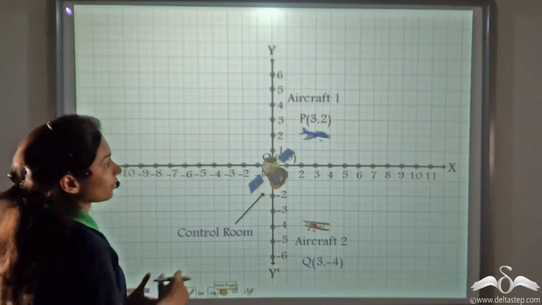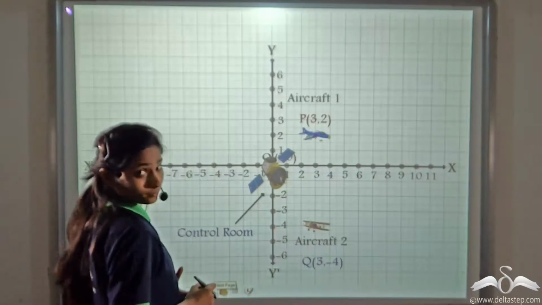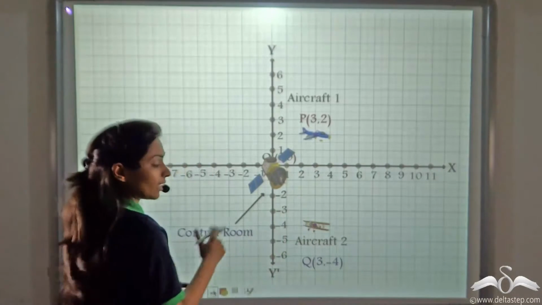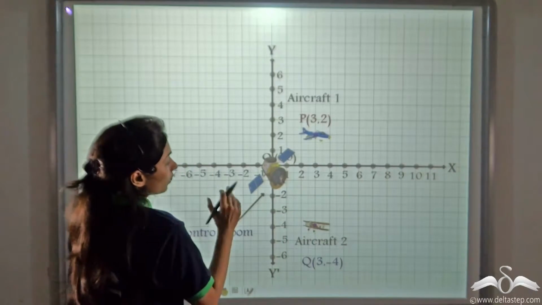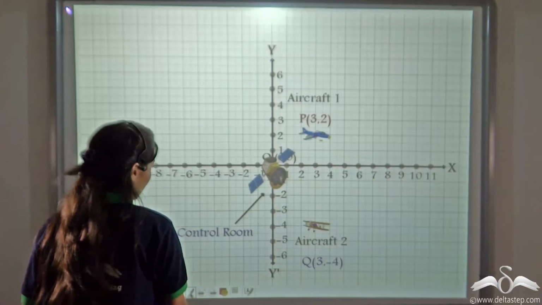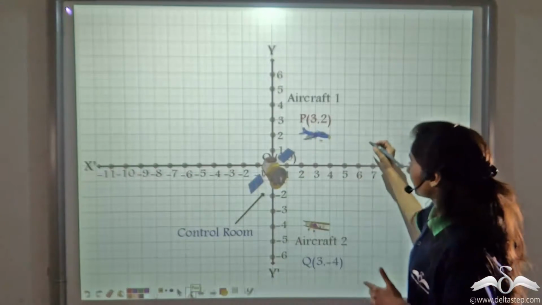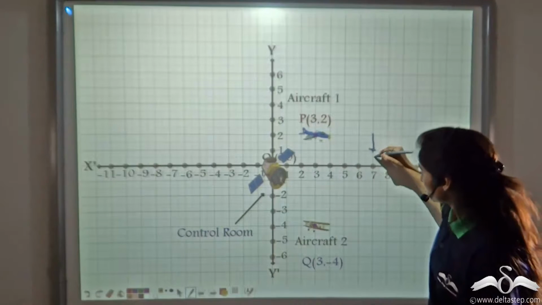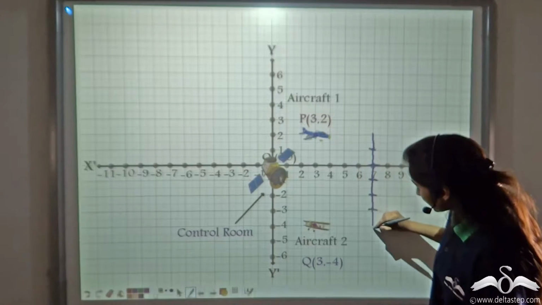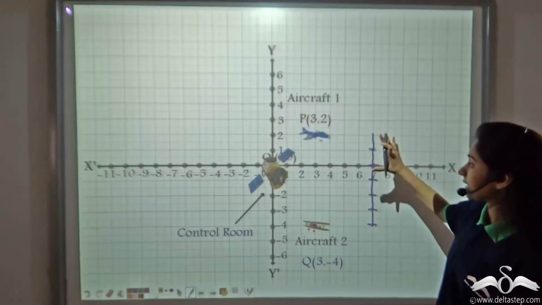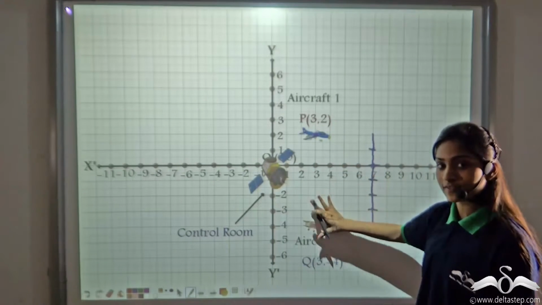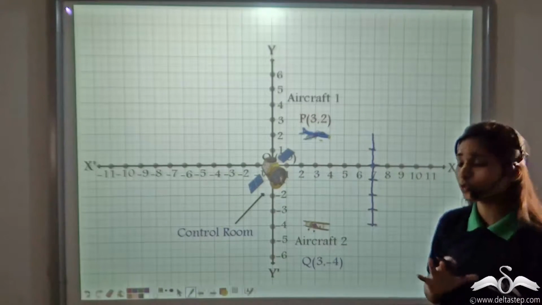Now, suppose the aircrafts are placed in this manner. Now also they have to maintain a minimum distance, so they do not collide while landing or taking off. So let's find the distance between them graphically first. So let's see. 1, 2, 3, 4, 5, 6. So graphically you can see that there are 6 units between these two aircrafts. So the distance between these two aircrafts will be 6 units. Now let's do coordinate geometry.